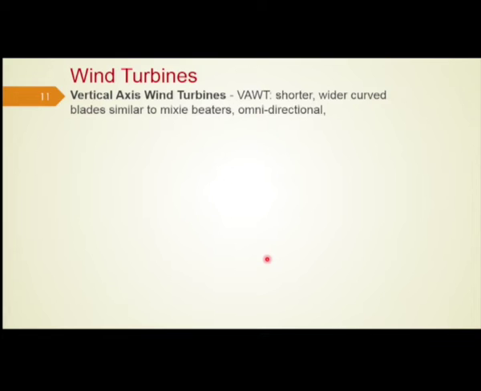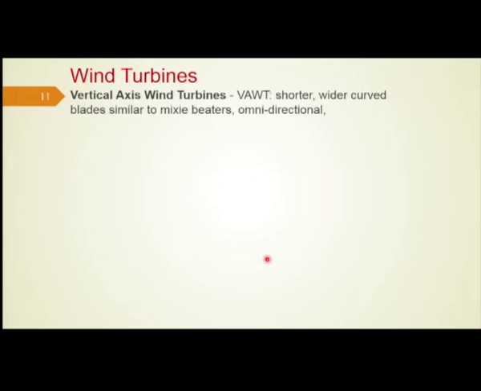The next type of wind turbine is the vertical axis wind turbine, abbreviated as VAWT. They are shorter. It is not taller like the horizontal axis wind turbine. It is wider, and the blades are widely curved. It is similar to mixie beaters and they are omnidirectional.